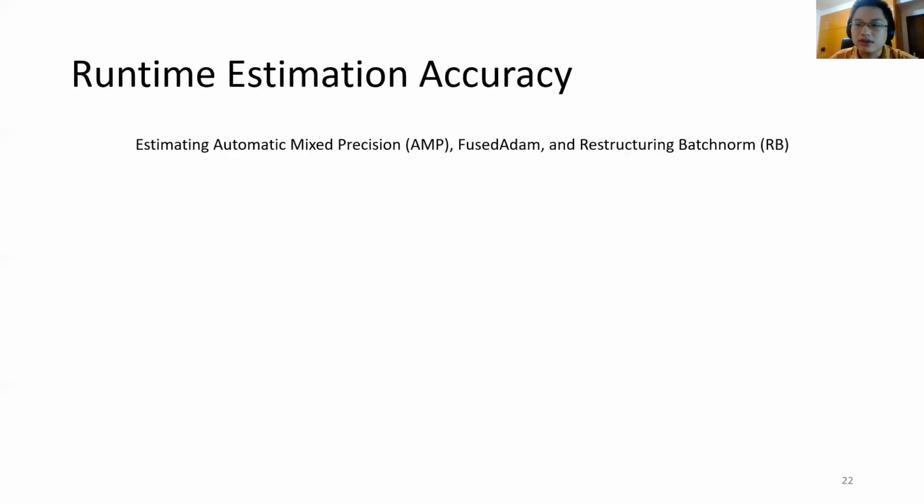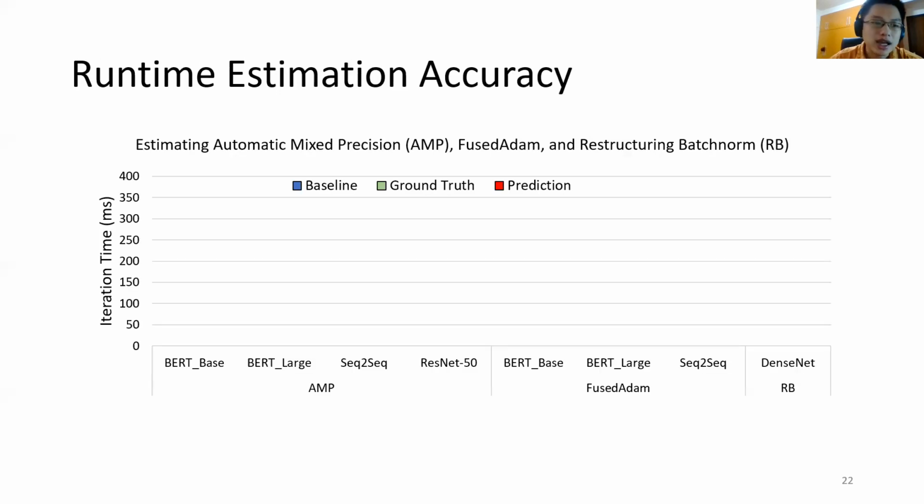We first show the evaluation of the 3 optimization techniques, which are automatic mixed precision, fused Adam optimizer, and reconstructing batchnorm. The x-axis here shows the different combinations of optimizations and training workloads, and the y-axis shows the iteration time. So when using AMP on the BERT-base model, we achieve 1.54x speedup. And using Daydream, we predict this speedup to be 1.36x.